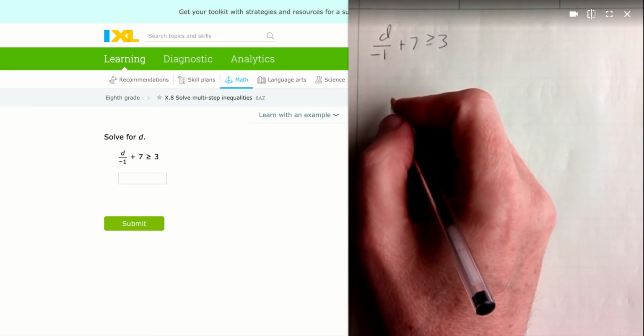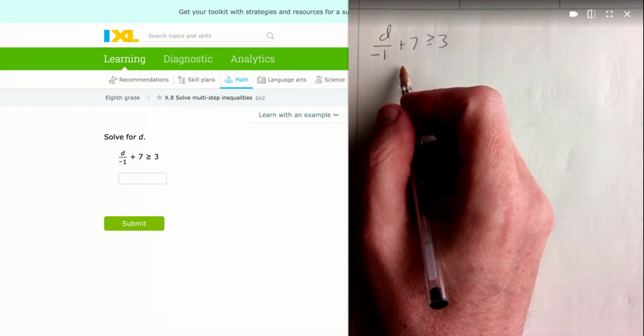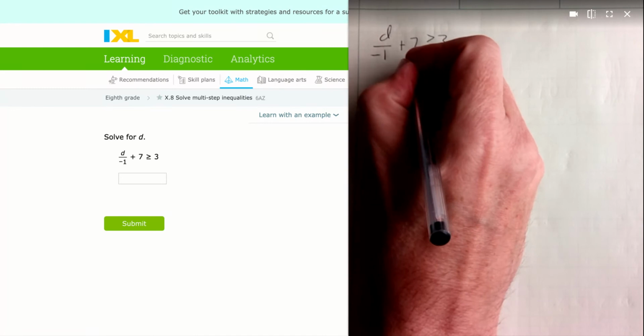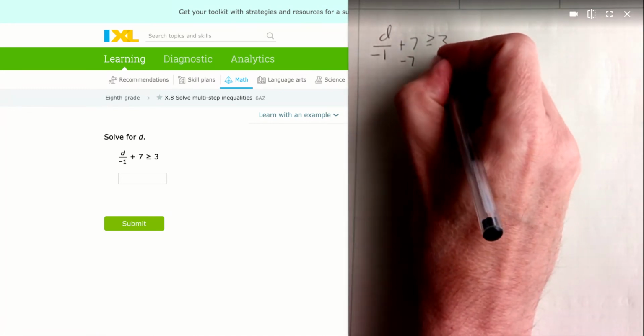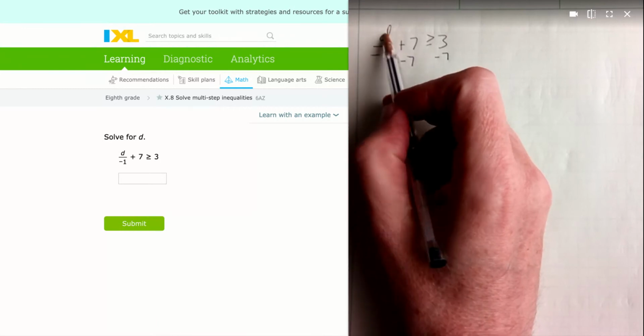Welcome. Today we're going to solve multi-step inequalities. So let's just start right off. Let's look at this first one here. This actually still is just a two-step inequality. First thing I'm going to do is minus 7 from both sides, right? So I'm going to isolate this term, this fraction that has the variable in it.